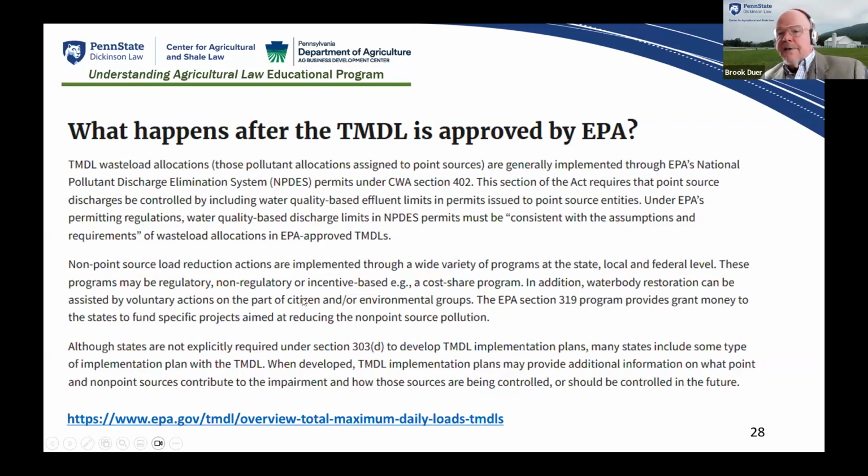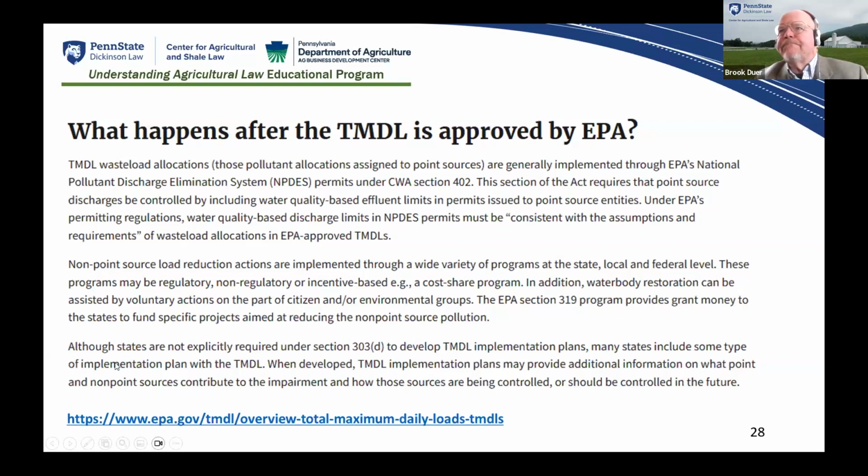that's coming in, not just the government money, to address the non-point source responsibility for the levels of nitrogen, phosphorus, and sediment, but also all these NGOs and other people. And then EPA has a whole program, the 319 program, as they call it, which provides grant money to the states to fund specific projects aimed at reducing the non-point source pollution. We know well about that in Pennsylvania.